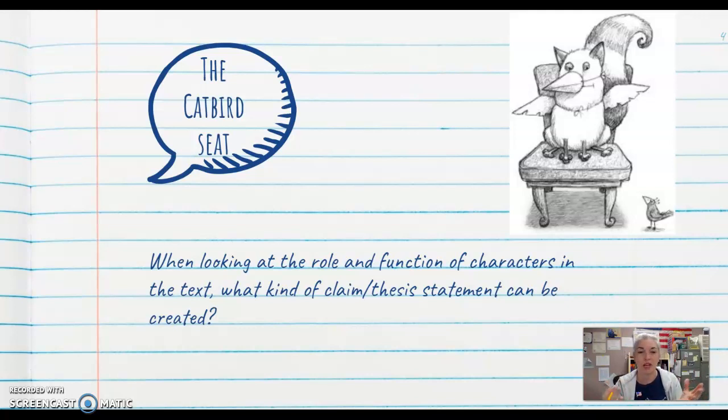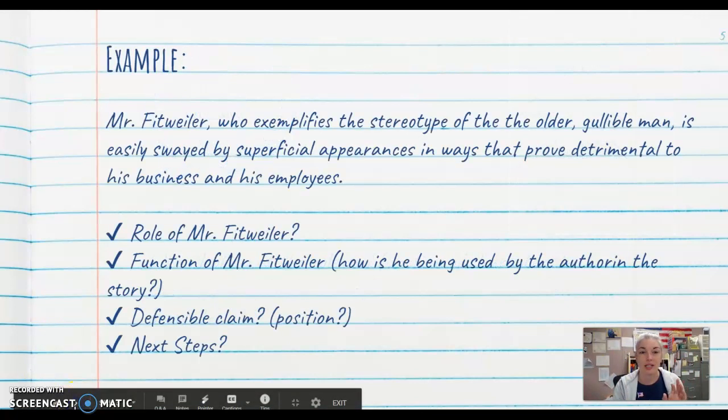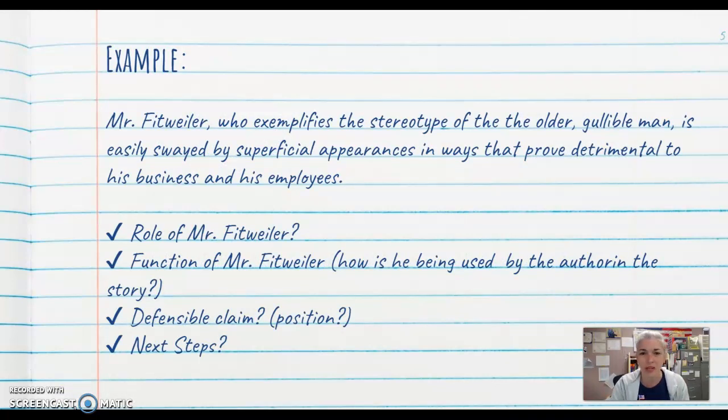We want to look at those central characters because the story evolves around them. I have created an example of a marginal character because I didn't want to do the work for you, but I wanted to show you what it would look like based on that story. And so here's my claim thesis statement. Mr. Fitweiler, who exemplifies the stereotype of the older, gullible man, is easily swayed by superficial appearances in ways that prove detrimental to his business and his employees.